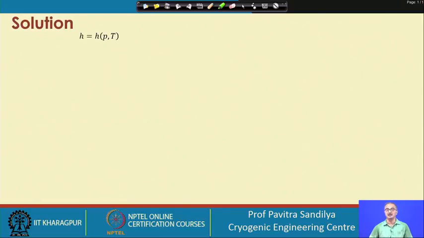Now, let us see how to derive the expression for the mu JT. For this, we start with the functionality of enthalpy with respect to pressure and temperature. Here H is the enthalpy, P is the pressure, and T is the temperature. So we write H is equal to some function of pressure and temperature, and then we use the cyclic relationship for state functions.